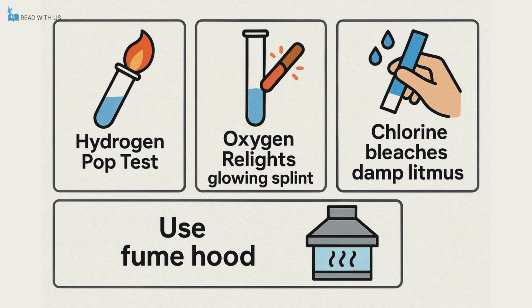Gas tests confirm the products. Hydrogen makes a squeaky pop with a lighted splint, oxygen relights a glowing splint when it is formed in other electrolysis, and chlorine bleaches damp litmus and must be handled in a fume hood.